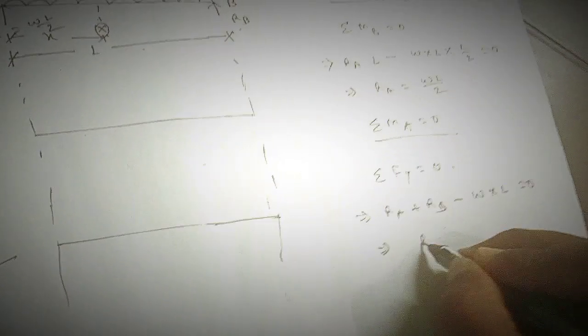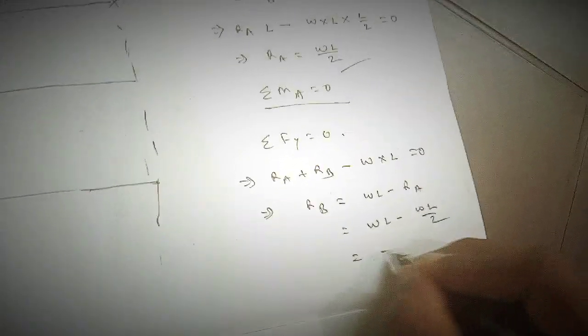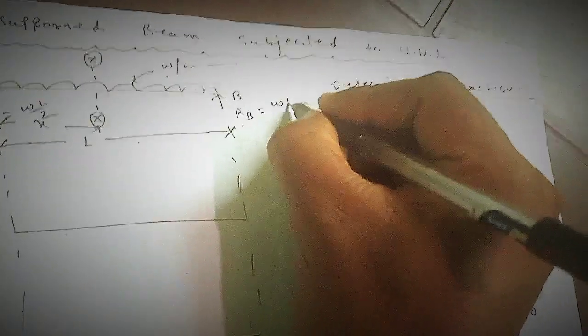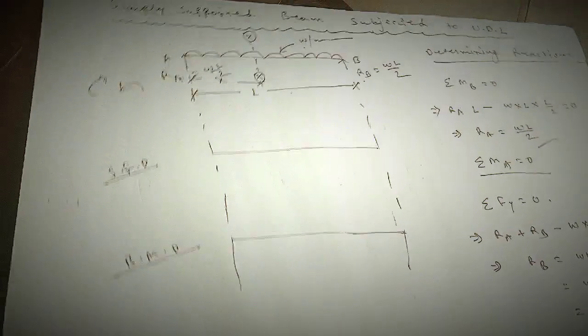So from there R suffix B will be equal to WL minus R suffix A. Put the value of R suffix A. What is R suffix A? This is WL divided by 2, which I have determined here. If you solve this, you will get WL by 2. So R suffix B is also WL by 2. Now we have to find the shear force for it.